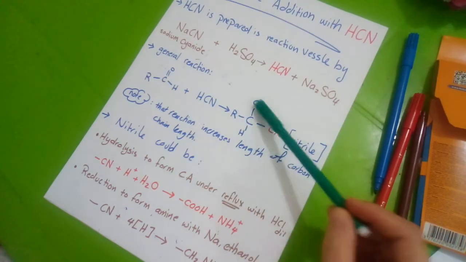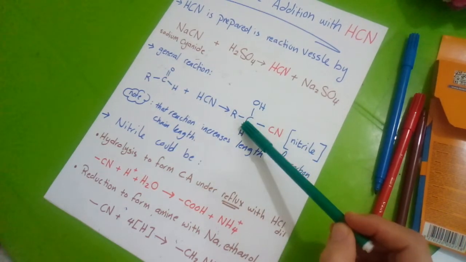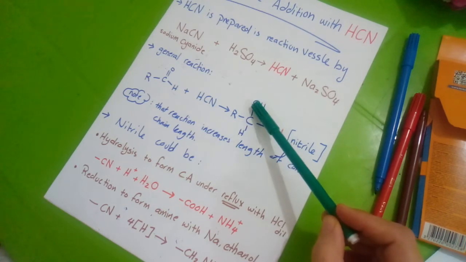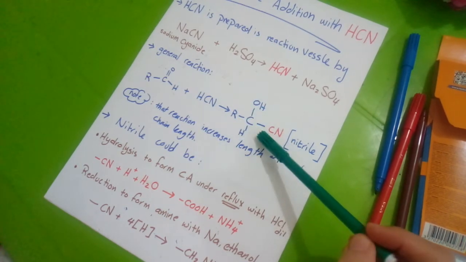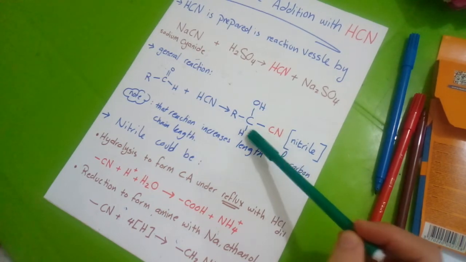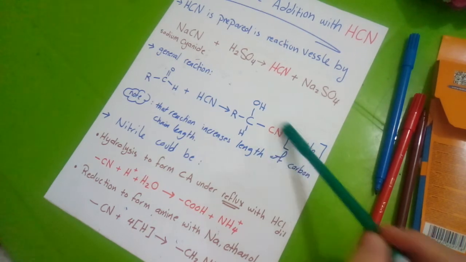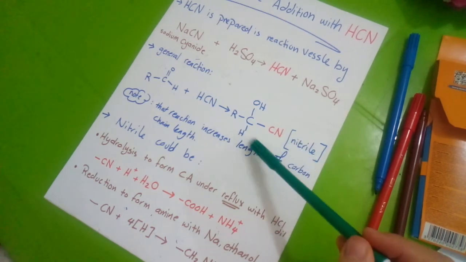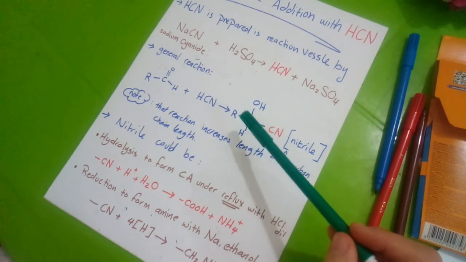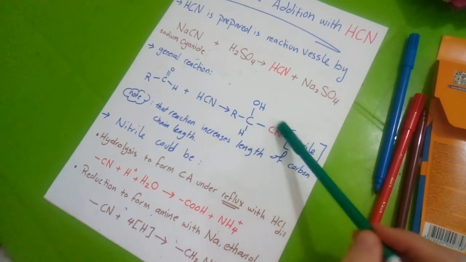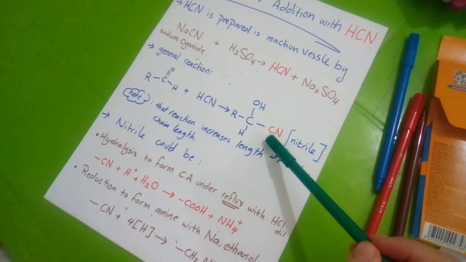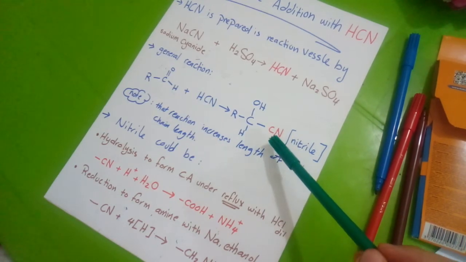So here we are forming what? Carbon attached to hydroxyl, and at the same time it's attached to a cyanide group. We call this compound a nitrile. It's a compound that contains a nitrile. I drew it in red in order to show the nitrile functional group.